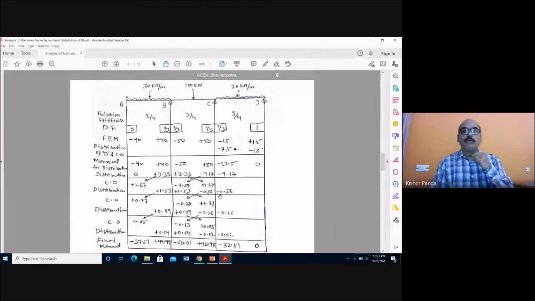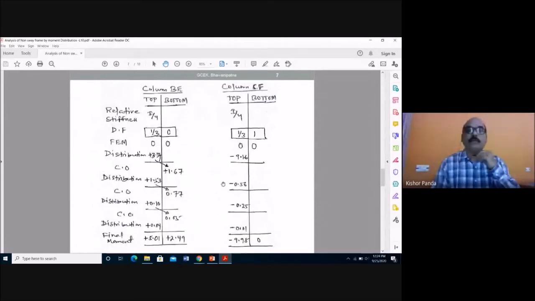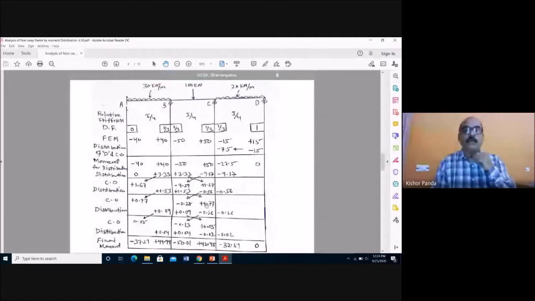Here also you see the net moment is 1.67. This side there is no moment, so net is 1.67. So 1.67 into 1 by 3, and you have to put in the opposite sign. 1.67 into 1 by 3, opposite sign. And for the vertical member CF, also you have to put in the opposite sign after multiplying with the 1 by 3 distribution factor. So the distribution process, or balancing, is over for the horizontal and vertical members.